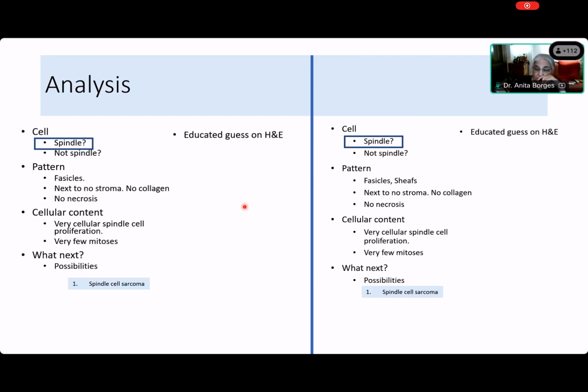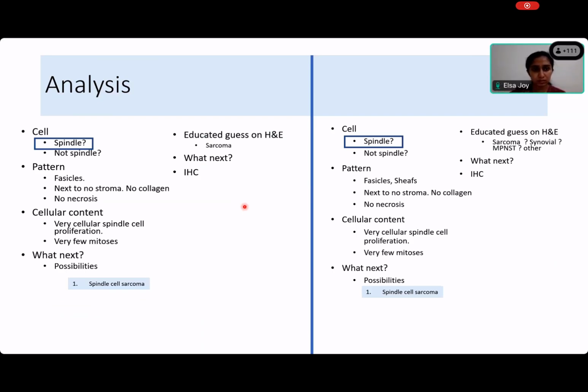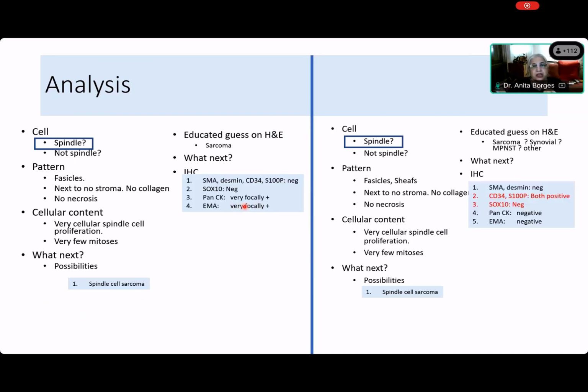So what is the educated guess on H&E? On both sides? This side it's a sarcoma because it's in the arm. Over there, what is it? Well, perhaps it's a synovial sarcoma, maybe MPNST, God knows. That's the educated guess. So what next should we do? Immunohistochemistry. So what immunohistochemistry? SMA, Desmin, S100. Yes, so every time you have a soft tissue sarcoma, that's what you have to repeat. So SMA, Desmin, CD34, S100.